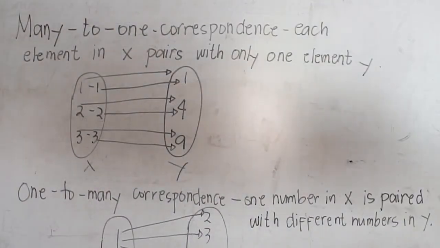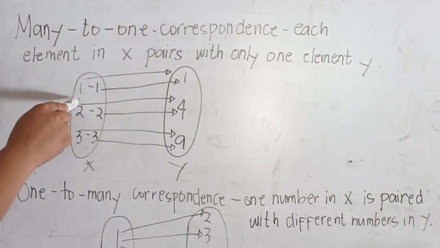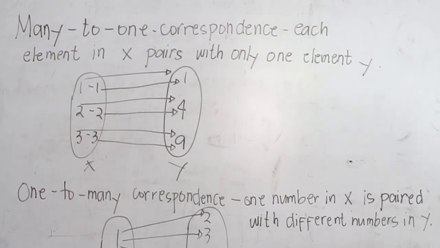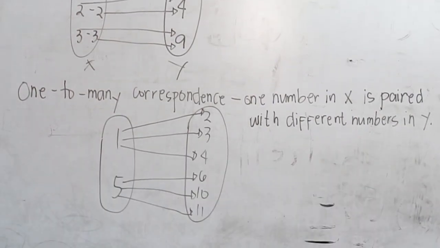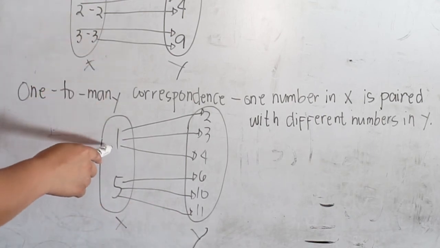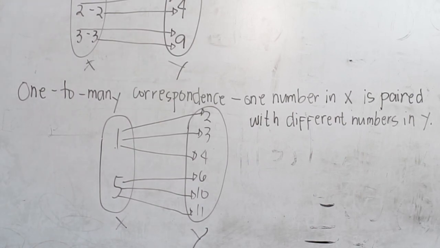Next is many-to-one correspondence. Each element in X pairs with only one element in Y. For example, given X and Y, the elements of X, which are 1 and -1, are paired with only one element of Y. Next is one-to-many correspondence. One element in X is paired with different elements in Y. Note that a one-to-one correspondence and a many-to-one correspondence are called functions, while a one-to-many correspondence is not.